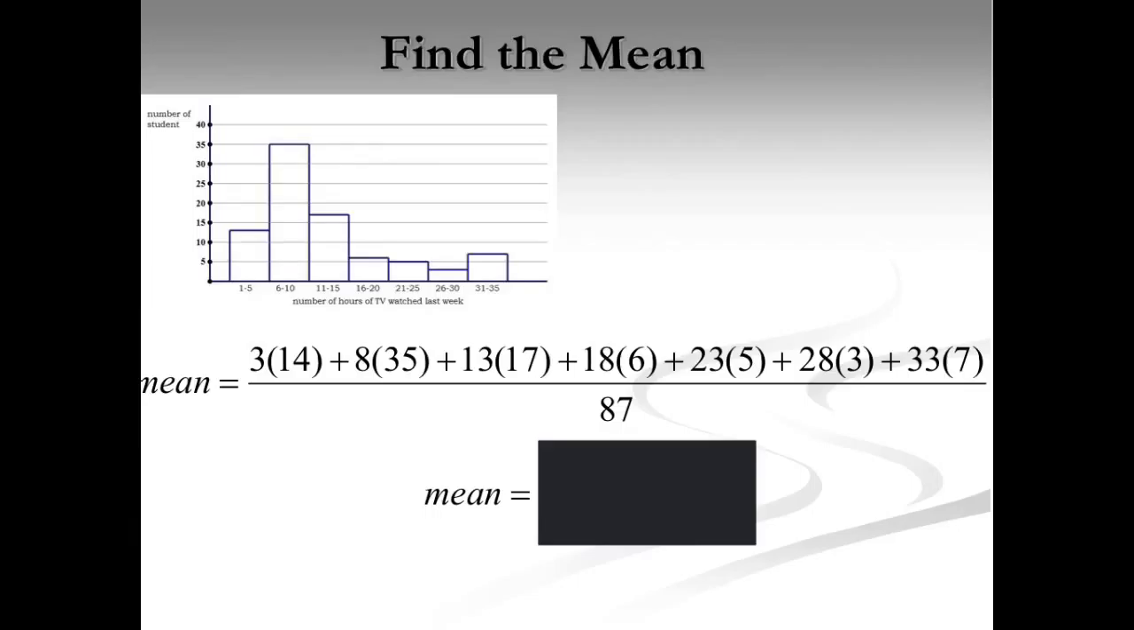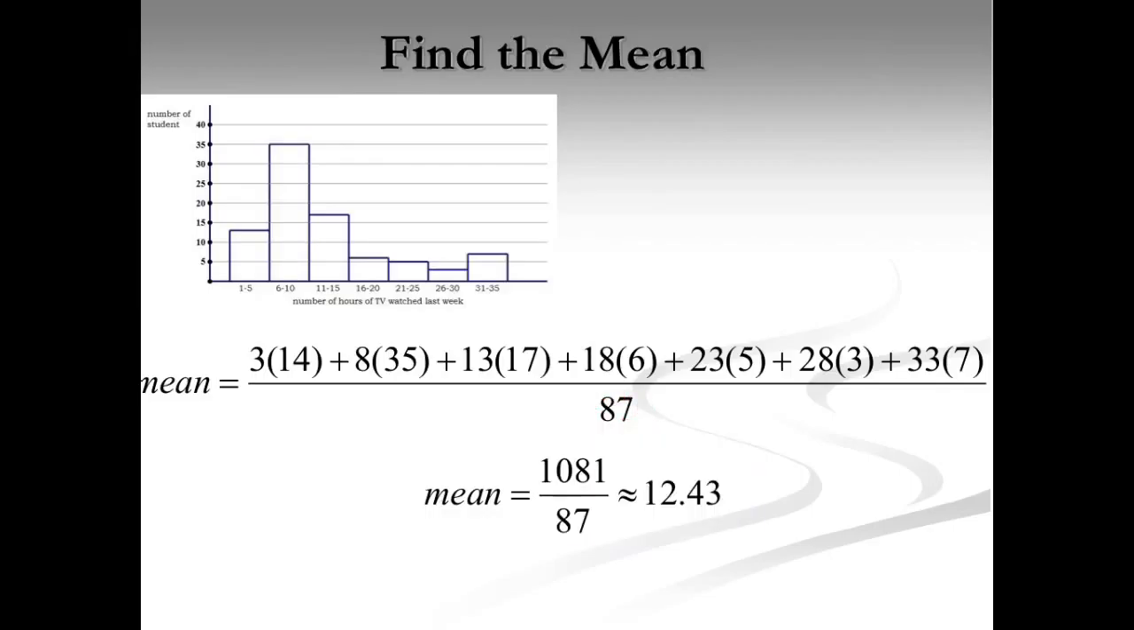So once again, it's the average of your range times the height of your column, and then we divide by the total frequency, which is all the heights added together. And if you do that, then I got 1081. Dividing that by 87 gives me approximately 12.43, which means on average, students watch 12.43 hours of TV.